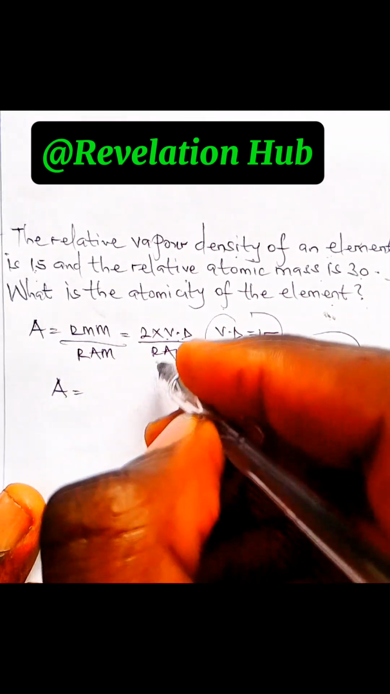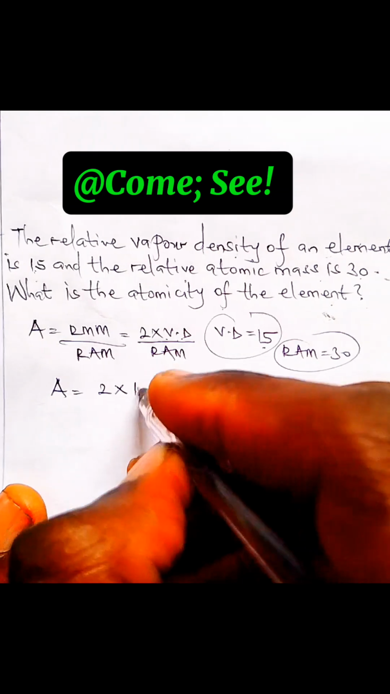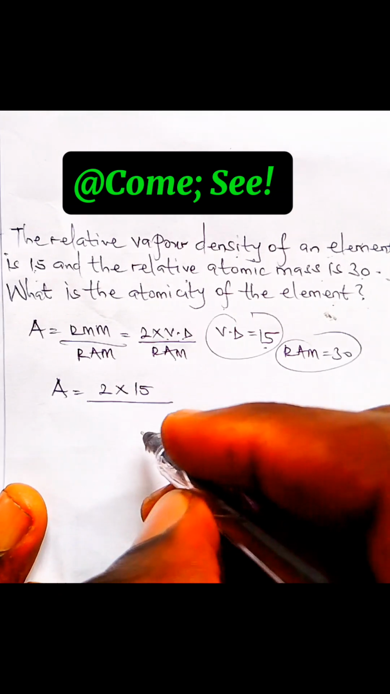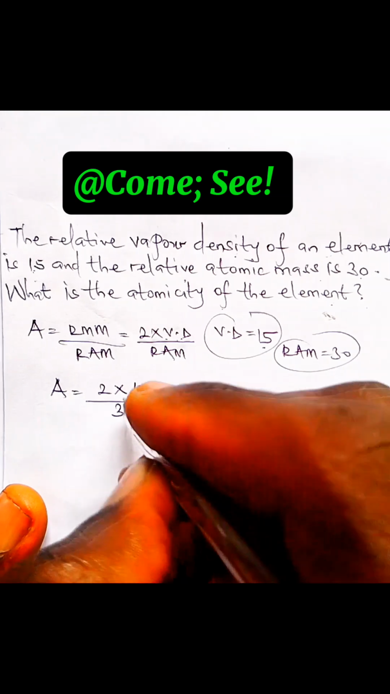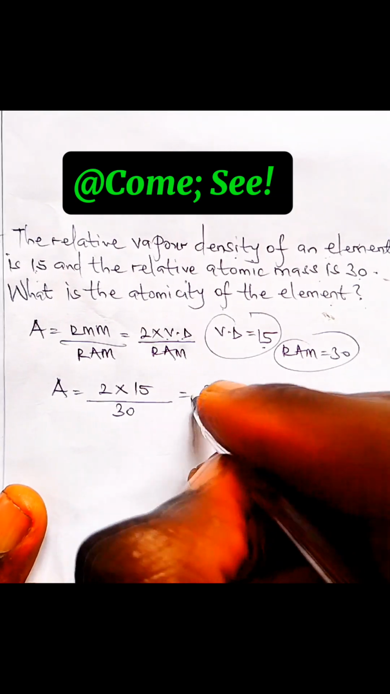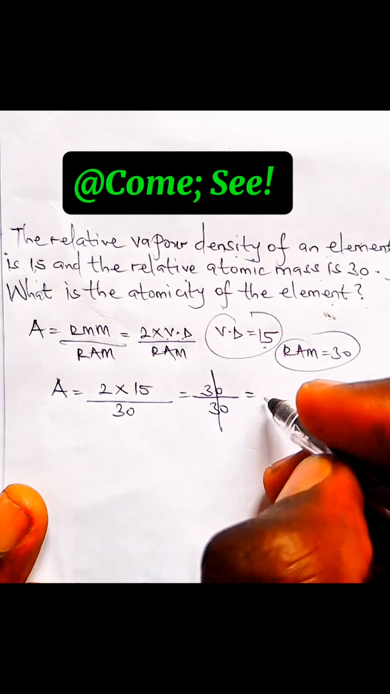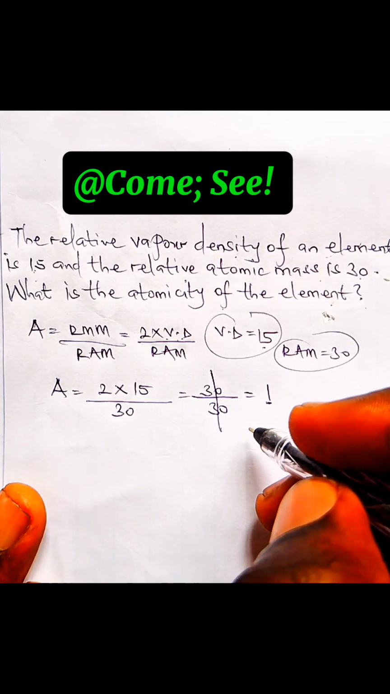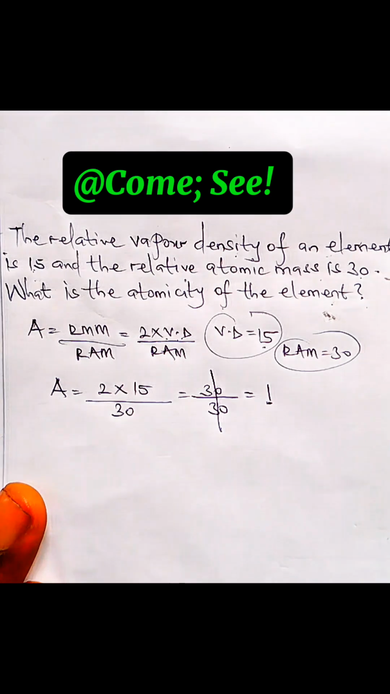So what do we do here? We do this: RMM is 2 times vapor density. Vapor density is 15, divided by RAM, relative atomic mass, which is 30. So 2 times 15 is 30, divided by 30. Then you divide that. 30 and 30 is 1. So the atomicity for this very element is 1.